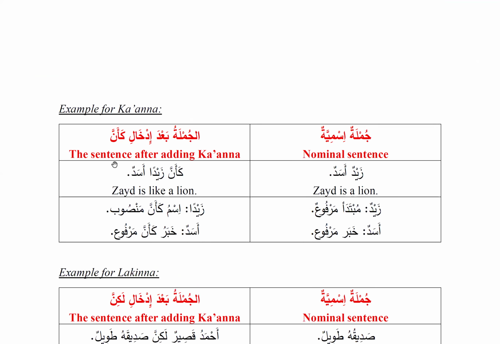Now ka'anna means to resemble or like. Zaydun asadun, Zayd is a lion. When you add ka'anna to it, ka'anna Zaydan asadun. Zayd is like a lion. Zaydun, which is mubtada marfu', becomes ismu ka'anna mansoob. So marfu' to mansoob, dhamma to fatha. Asadun is khabar marfu', khabaru ka'anna marfu'. It stays marfu', meaning dhamma, but the meaning changes, and also the i'rab: this was the khabar of the jumla ismiya, and now it became the khabar of ka'anna.